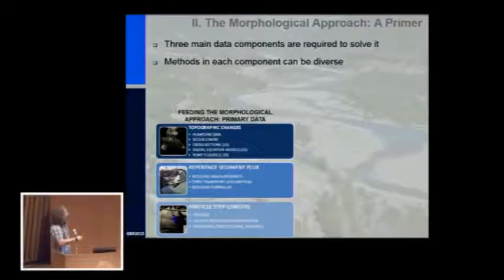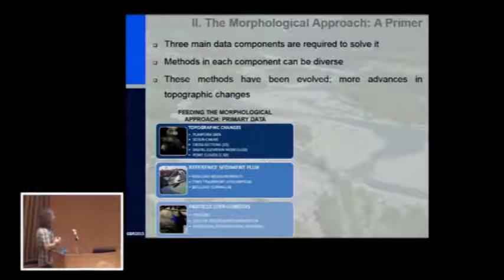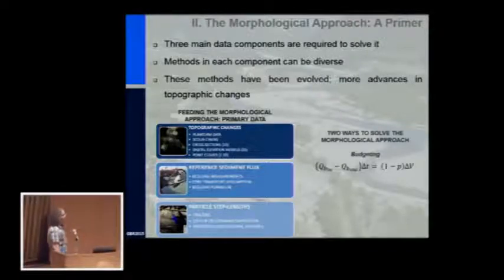As you can see here, the methods that we can use for each data component are variable. So we can choose our method in relation to the objective and in relation to the available information. But if we take a quick look at the different methods that we pointed out in this slide, you will see that the ones that evolve more, that have more advances, are the ones related to changes in topography. And that's the way that we are trying to see how high-resolution topography can improve the estimates that we can get from the morphological approach.